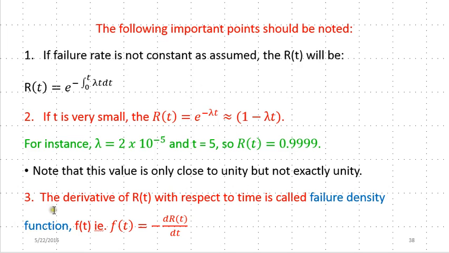And there is another thing we call the failure density function. And what is this? It is the derivative of the reliability. That is, if you find dR(t)/dt and you put minus, whatever you get is your failure density function.